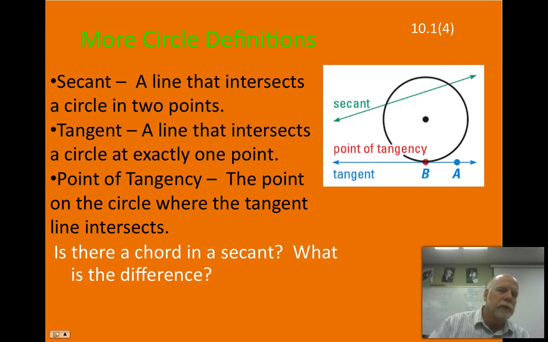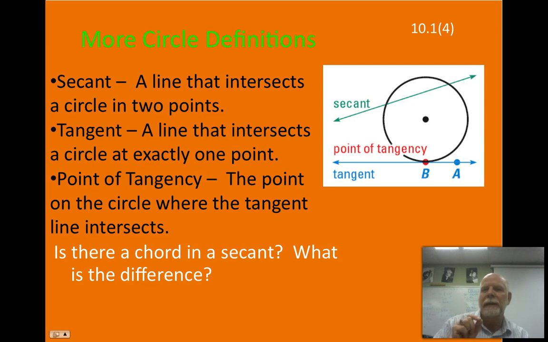We need to be able to answer this question here. Okay, is there a chord? So we got to remember what a chord is from the last slide. Is there a chord in a secant? And what's the difference between a chord and a secant? Because we said a chord hits a circle in two places too. And so we need to understand the difference.